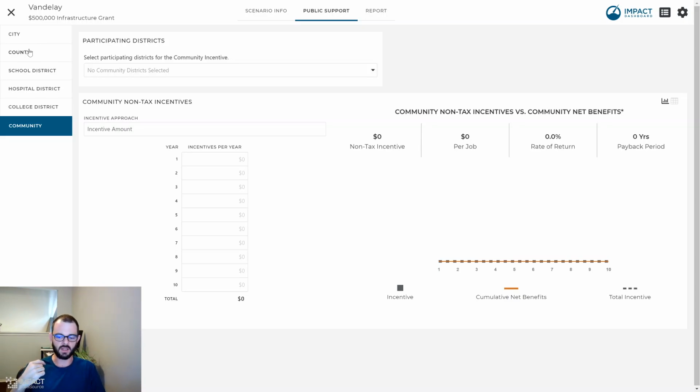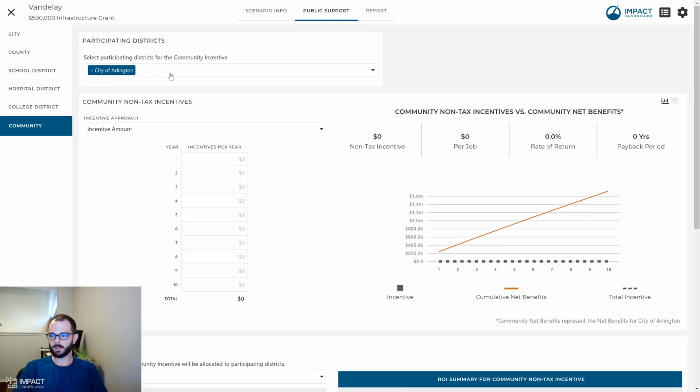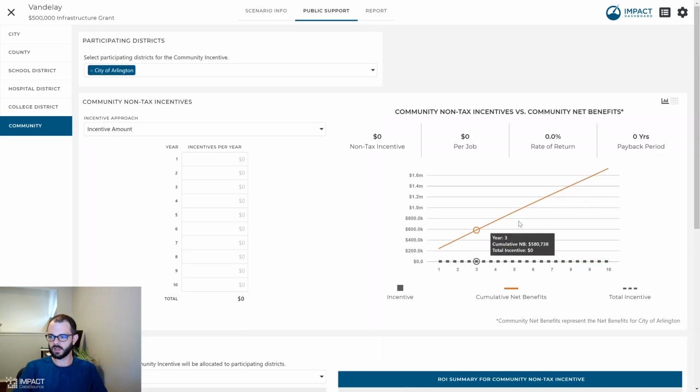So you would think of that if the $500,000 was coming strictly from the city, you would want to compare against their net benefits. But here in this case, we're thinking of this coming jointly from the city and the county together. So what we can do is up here we select the participating districts for the community incentive. So what this is going to do is identify what's the source of our return on investment. So we're going to have the city included, and then that throws in our net benefits for the city.